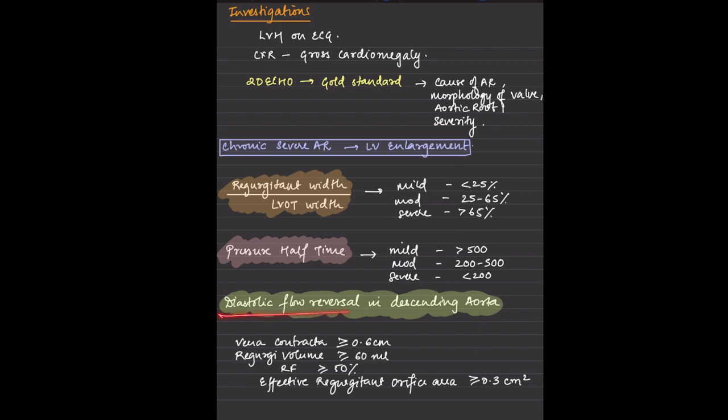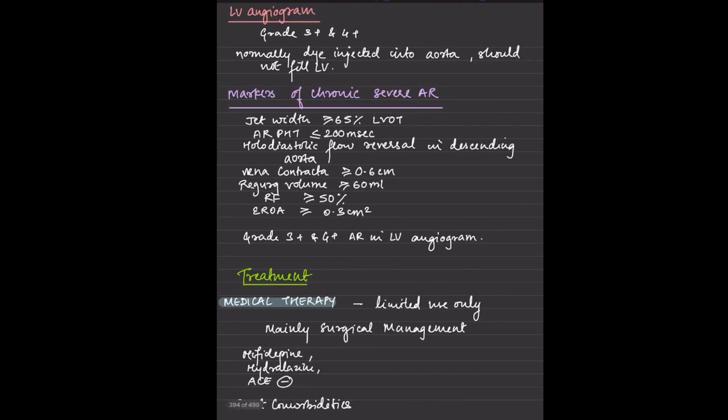And diastolic flow reversal in the descending aorta, of course. Okay. So we have a vena contracta which is more than or equal to 0.6 centimeter, regurgitant volume more than 60 ml, and then effective regurgitant orifice which should be more than 0.3. This is an MCQ thing, right? Remember this.